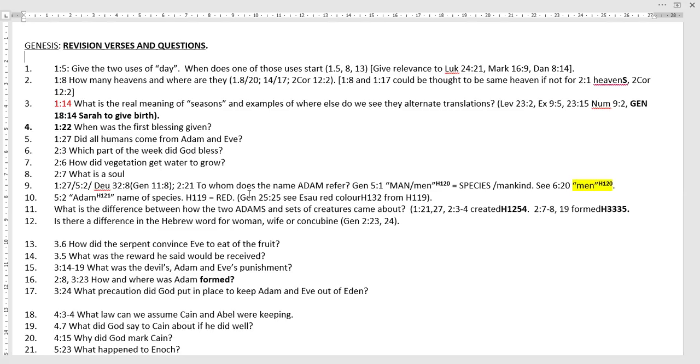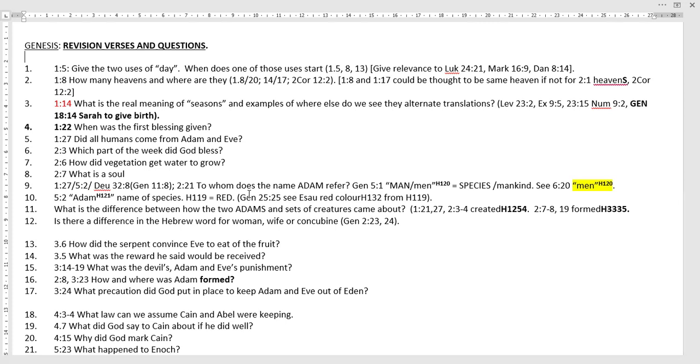But the one I'm going to bring your attention to as a highlight is Genesis chapter 18, verse 14, the birth, when Sarah gave birth, when God came and said, this time next year, basically at the appointed time next year, Sarah is going to give birth. And it's the same word Genesis 1:14 has as seasons, and Leviticus 23 has as feast. So it's an appointed time set by God.